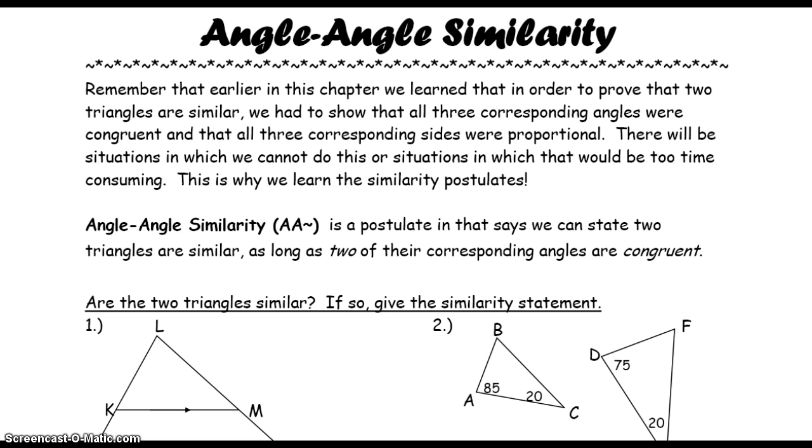So, some really smart people came up with some wonderful postulates for us to use, and today we're going to talk about the angle-angle similarity postulate. This is the notation for it right here. It's a postulate in that it says we can state two triangles are similar as long as two of their corresponding angles are congruent. So this is awesome. Instead of having to show all three angles congruent and all three sides proportional, as long as we can show two corresponding angles are congruent, then we can automatically say that the triangles are similar.